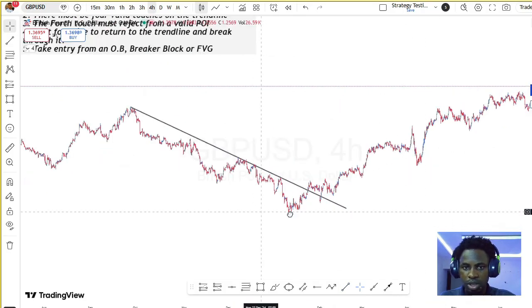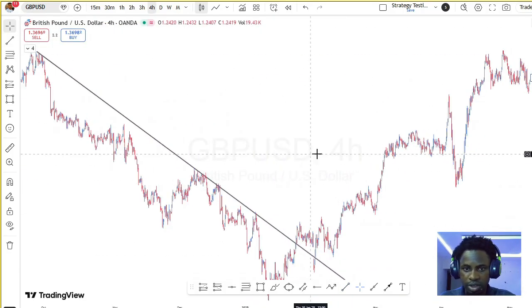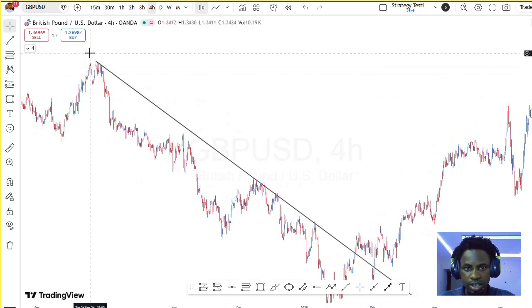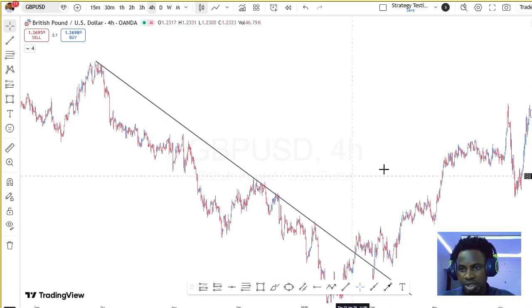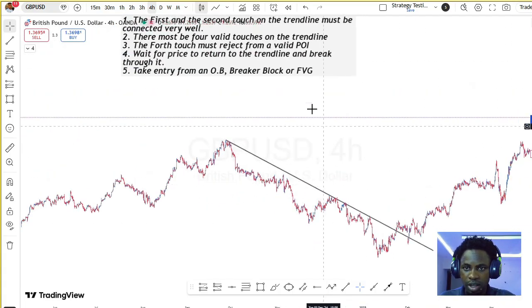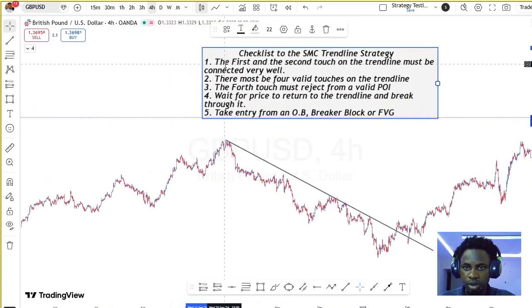All right, so good. Now this is the trend line, you can see I've connected. This was the first one I saw, that's obvious, and this is the second one. So I connected this first one and this second one together, then I drag it down, which is our first checklist item: connect the first and second touch of the trend line very well. So which I already did. So now we have our first one checked.